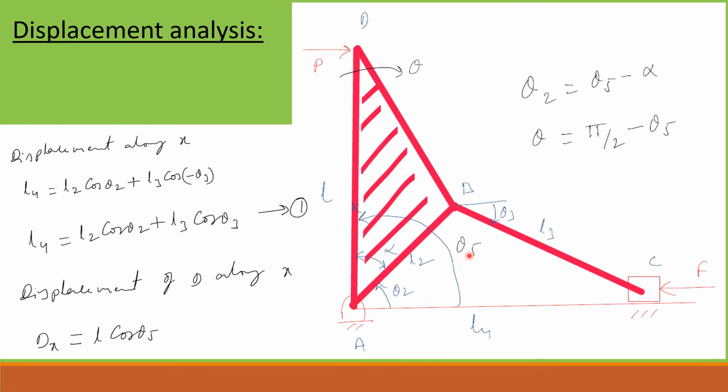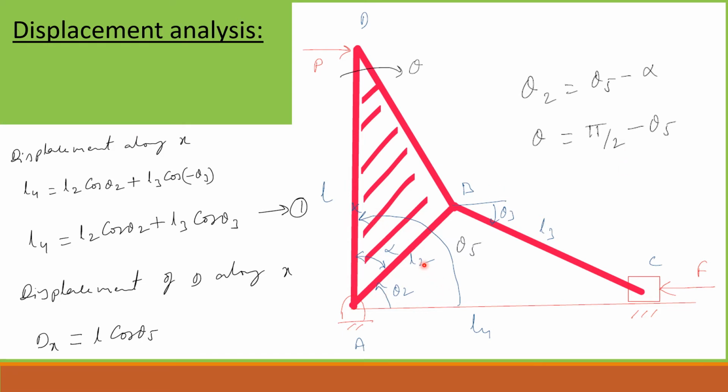So from this diagram, theta phi is the angle of this link L, and theta 2 is the crank angle. Theta 2 can be written as theta phi minus alpha, where this angle here is alpha. The angle turned, theta, can be written as pi by 2 minus theta phi. Initially this link is at 90 degrees with the horizontal, so any angle theta of rotation here can be written as pi by 2 minus theta phi.